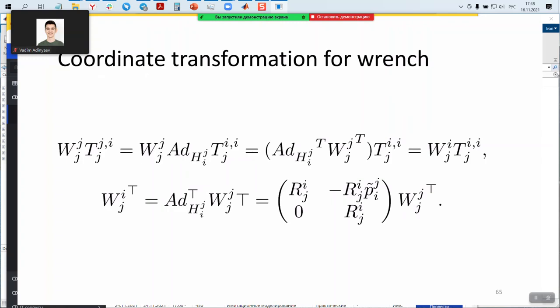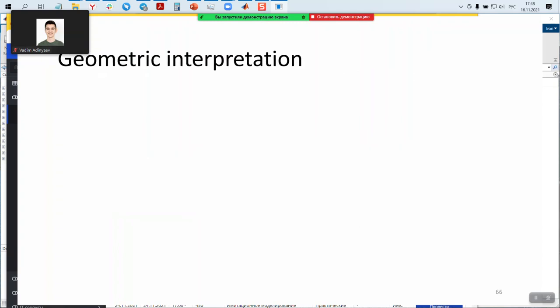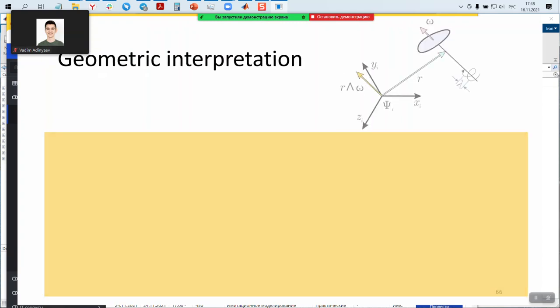And in order to go from one frame into another frame, you also need to use the adjoint, but the transpose adjoint. And from here, you can see the derivation of why you need to use the transpose Jacobian. All right, transpose adjoint.